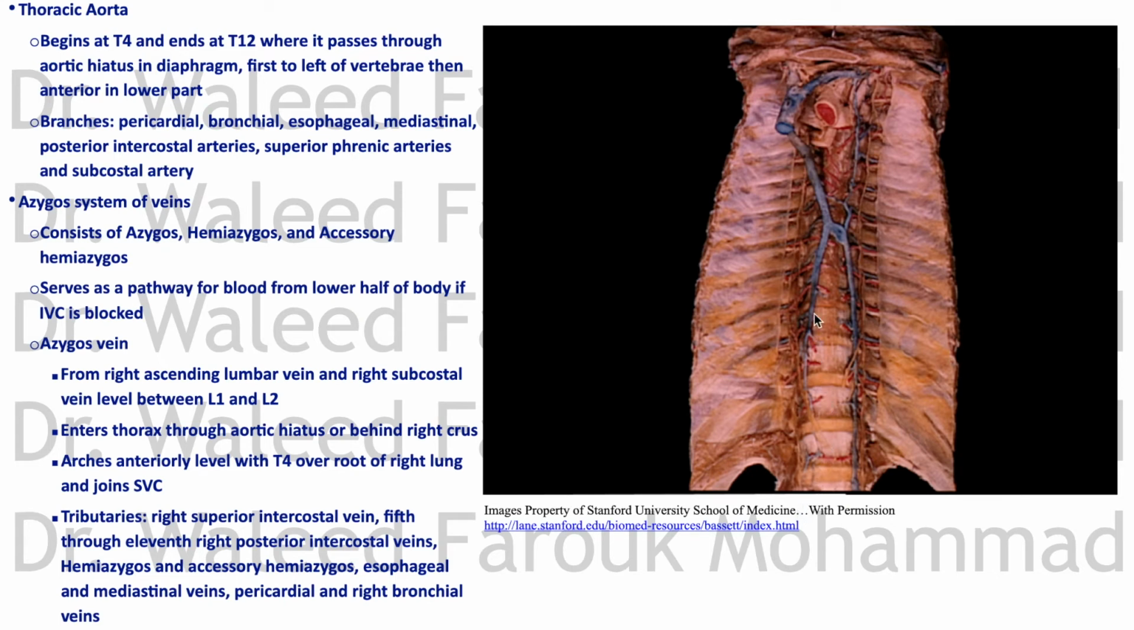The branches of the descending thoracic aorta, remember the posterior intercostals, remember the bronchial branches, pericardial branches, esophageal branches, of course, and mediastinal branches to the structures of the mediastinum. And before they leave the thorax, we have the superior phrenic arteries that supply the diaphragm from the superior surface.